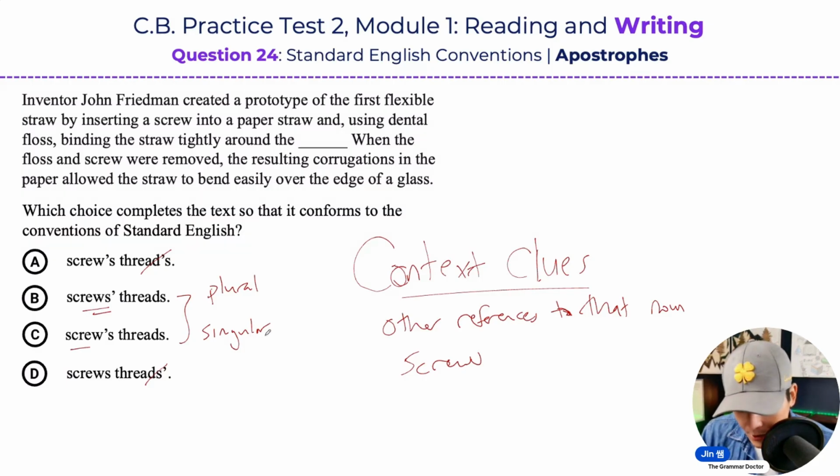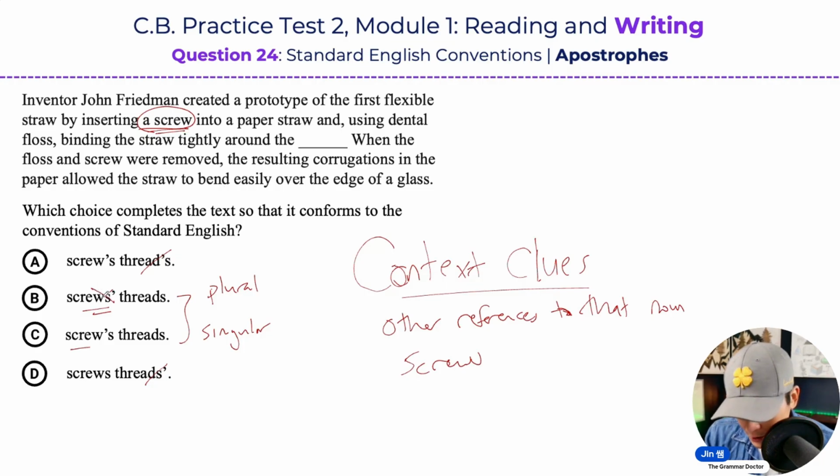So the passage reads, inventor John Friedman created a prototype of the first flexible straw by inserting a screw. Notice that? So he inserted a screw into a paper straw and using dental floss, binding the straw tightly around the screw's threads. Okay, so what screw? He's talking about a singular screw. So this paragraph is really about the creation of this prototype of the first flexible straw, about how John Friedman created it. But as he's talking about how he created it, the writer tells us that John Friedman inserted a screw. So a means that it's singular, it's just one screw.